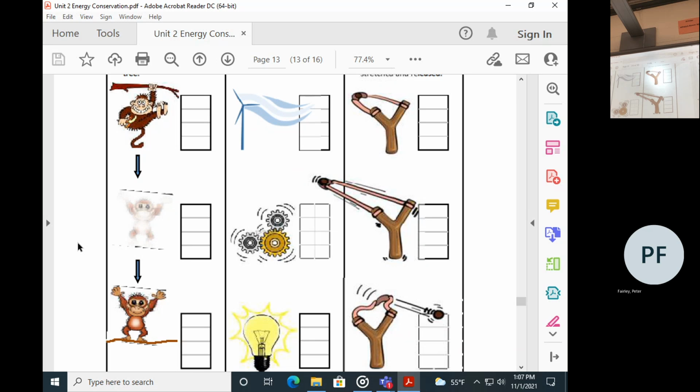All right, so we're actually going to do something different before we go to the windmill. Okay? Please go back to page 10.